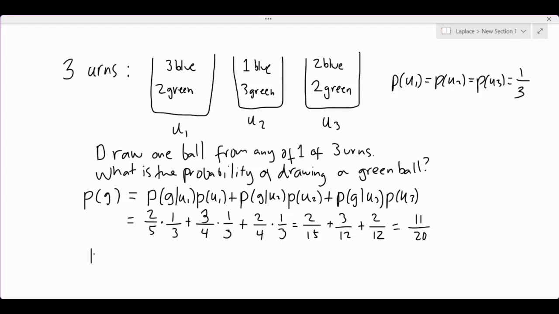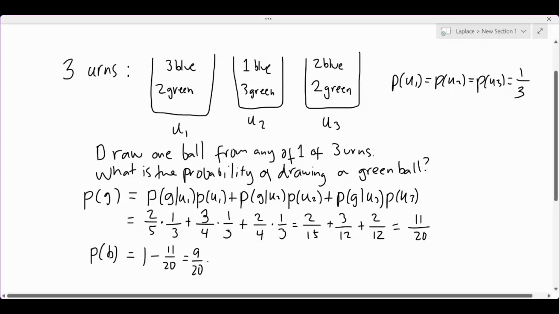As an aside, this will actually answer another question, which is the probability of drawing a blue ball randomly from any one of the three urns. We can do that by just considering the complement of the probability of picking a green ball. So we subtract 11/20 from 1, and this gives us 9/20. This, in particular, is the probability of drawing a blue ball randomly from any one of the three urns.